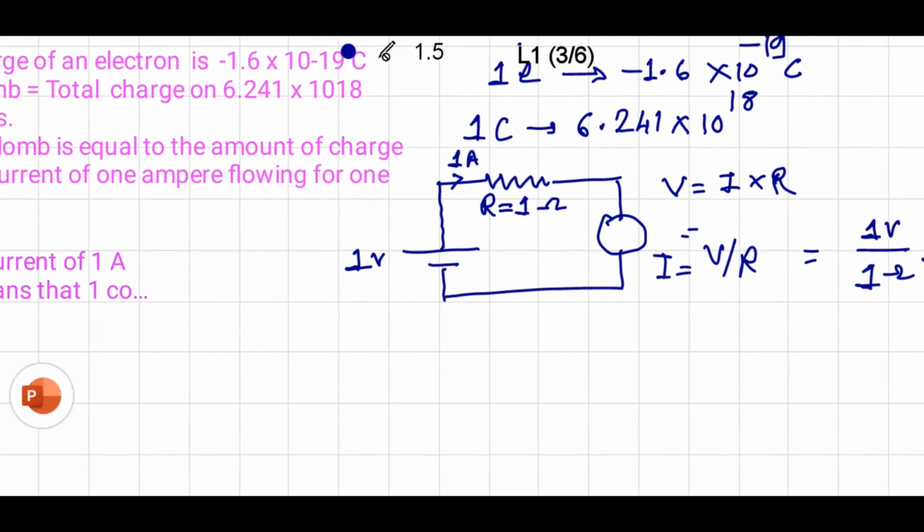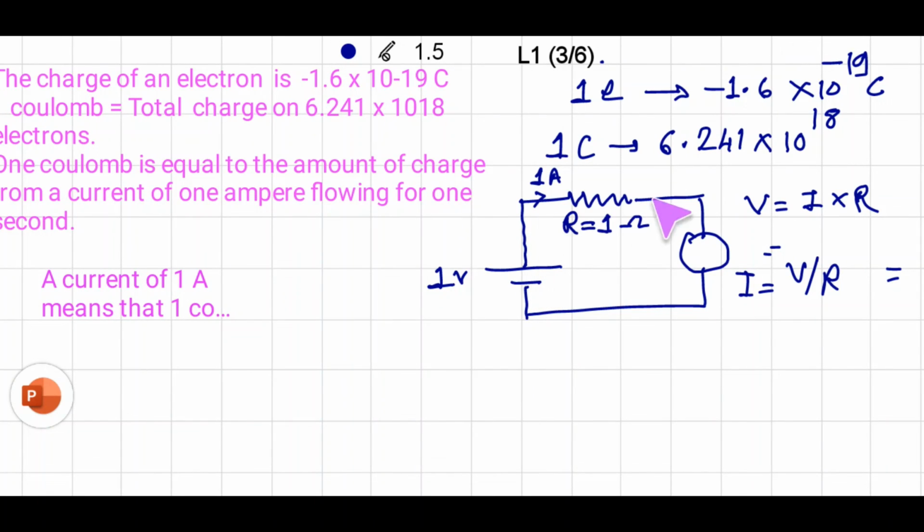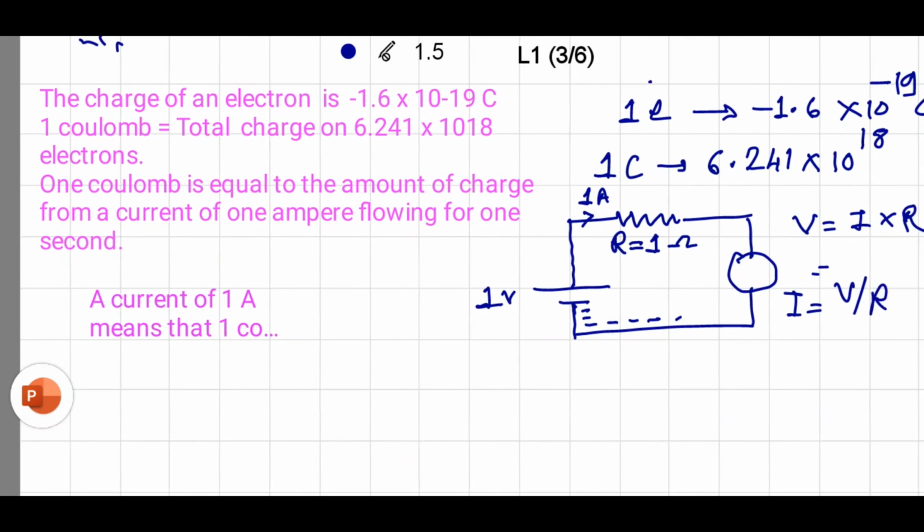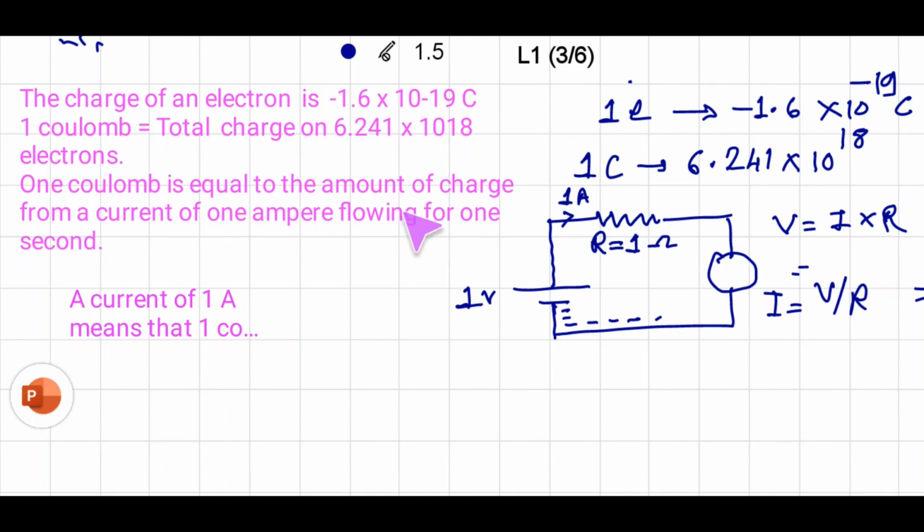And what does it mean? Whenever 1 ampere current is flowing in the circuit, we know that the electrons are actually moving in the circuit. So 1 coulomb of charge is moving per second, and we know that 1 coulomb of charge means 6.241 into 10 raised to 18 electrons are moving per second. Then we can say the current is 1 ampere.